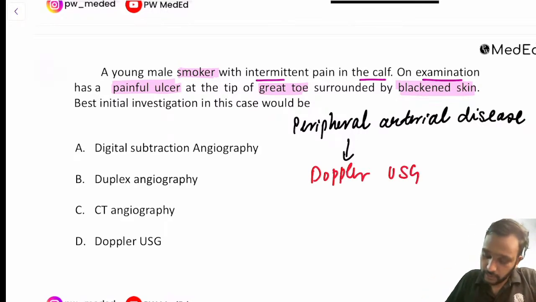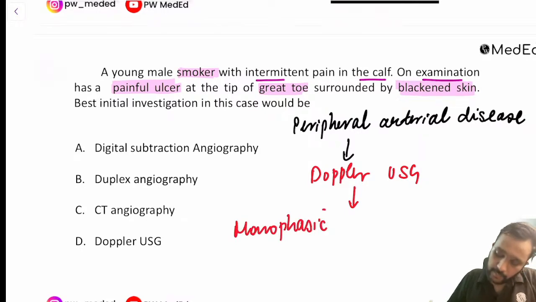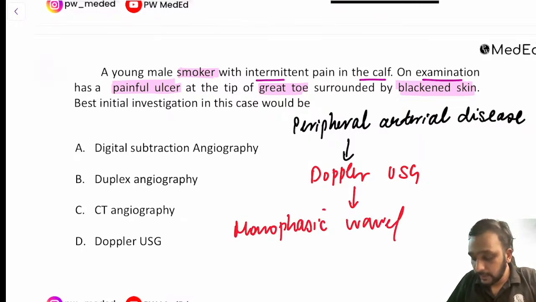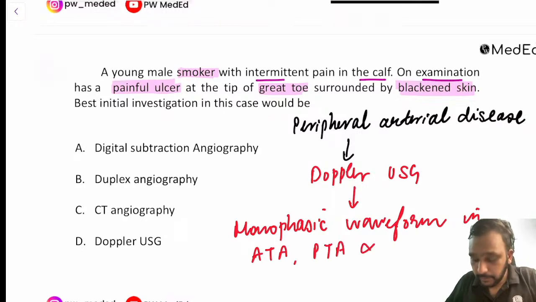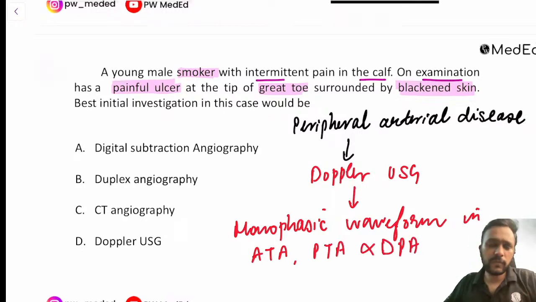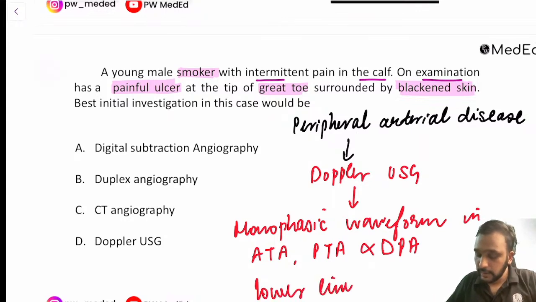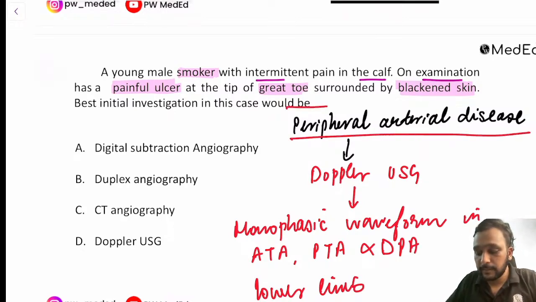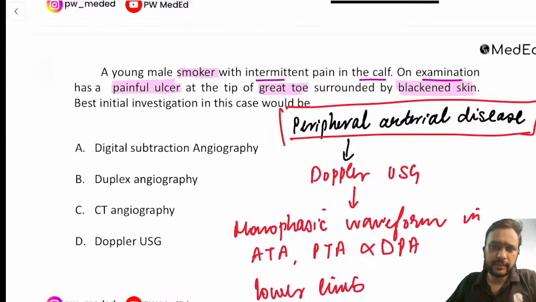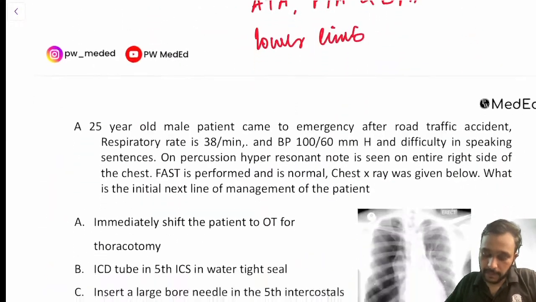And what are we going to see on the Doppler ultrasound images? We will see that there will be monophasic waveforms or loss of phasicity in the ATA, PTA and BP. There will be loss of phasicity in the lower limb arteries, right? So this will be the characteristic feature in patients with peripheral arterial disease on Doppler ultrasound.